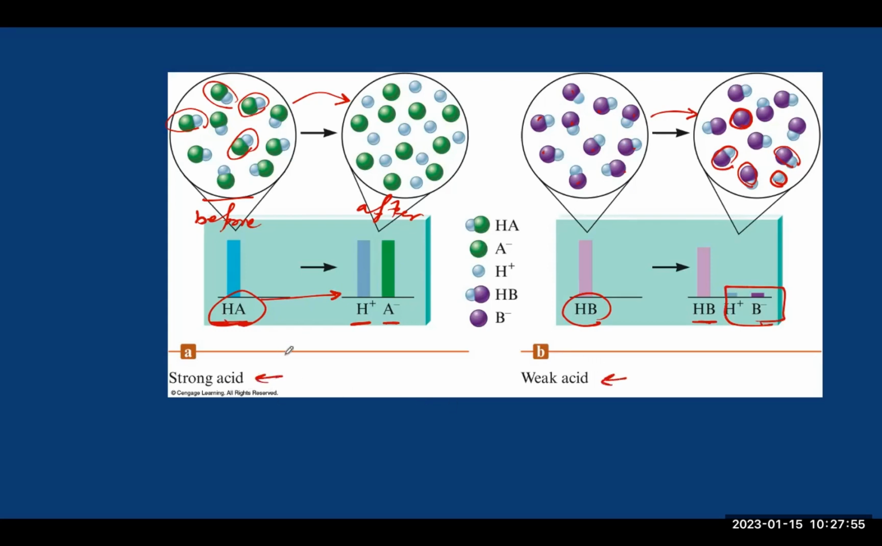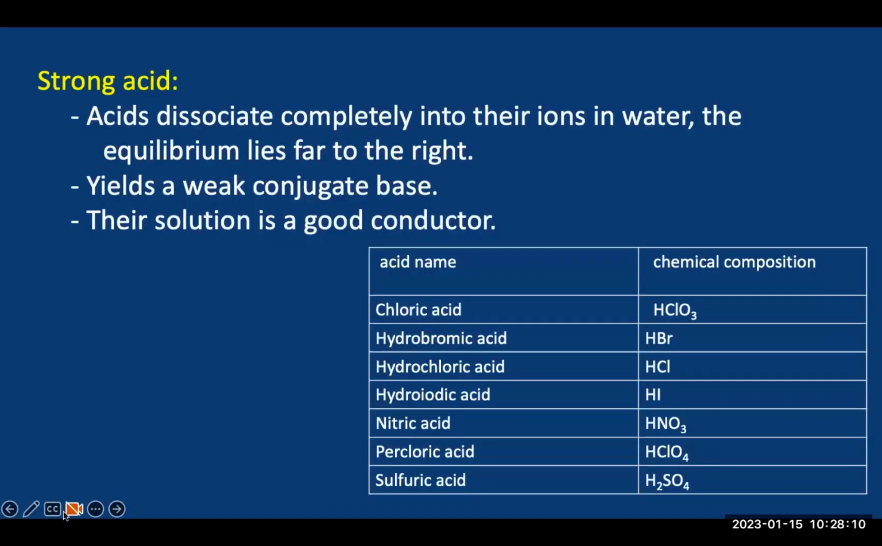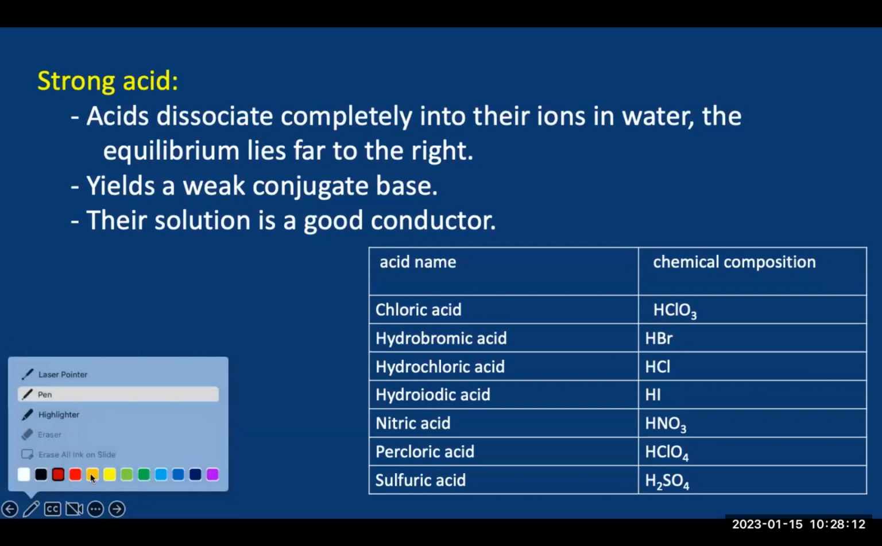Strong acid will completely dissociate to form ions, so all the molecules will form ions in the solution. But for weak acid, only a small part of the molecules will form ions and the other molecules will stay as molecules. So you can find only a small part as ions. Okay, so what is a strong acid?